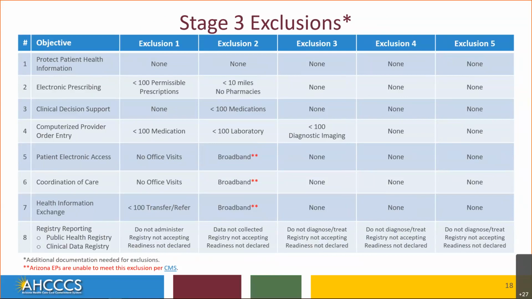Please keep in mind that for Objective 5, 6, and 7, patient electronic access, coordination of care, and health information exchange, there is an exclusion called Broadband. That is not allowed for EPs in the state of Arizona per CMS guidance.